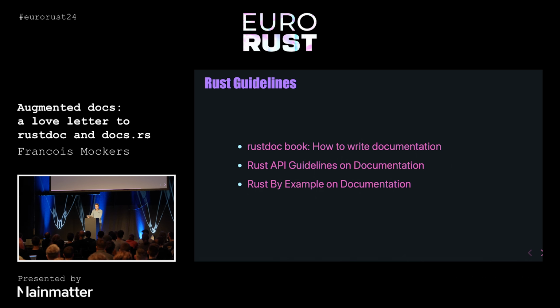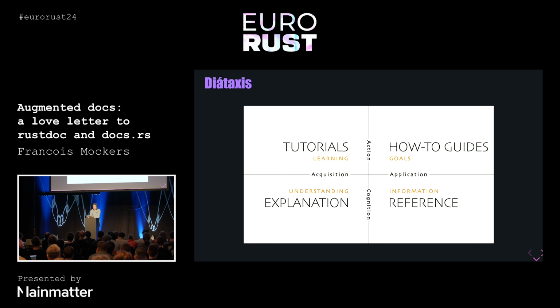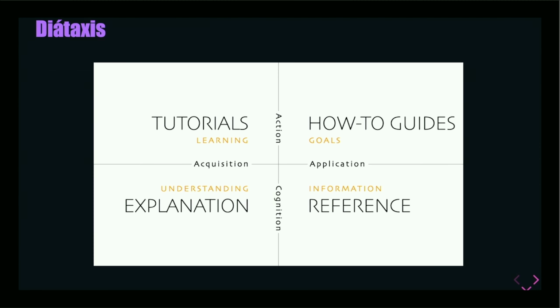And Rust by Example also has a few examples for documentation. But I wanted to talk to you about a framework called Diátaxis, which is a way to split your documentation and the kind of documentation you're doing. It's using two axes. The first one is whether you are trying to learn something or trying to use it, so acquisition versus application. And the other one is whether you are trying to actively learn it or to just read more about it, so action versus cognition. Tutorials being action and acquisition, how-to guides being action and application, and so on.